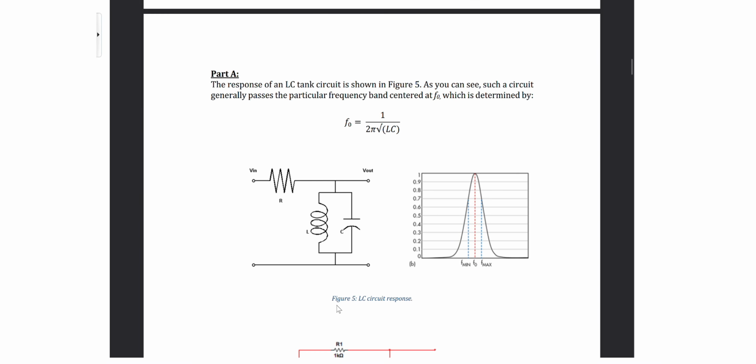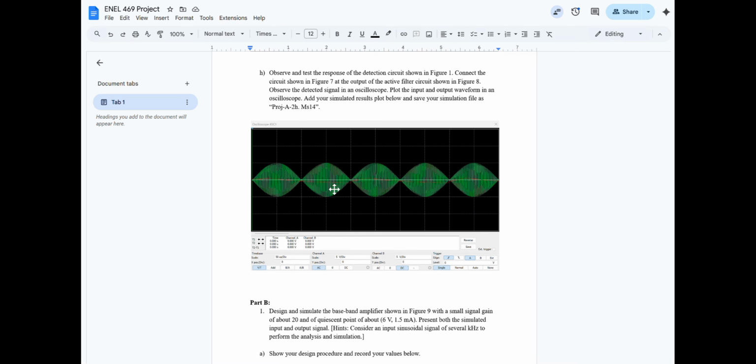This is our response, and then this is us adding the amplitude modulated signal, and this is how we simulated it. And then we also calculated the gain of our circuit using our simulation, and then this is us adding that extra circuit to smooth out the signal and make it a sine wave.